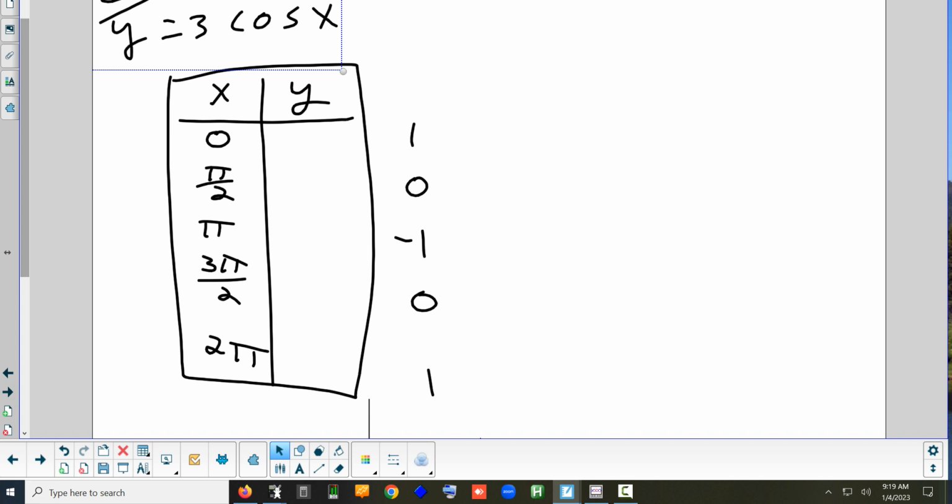And now, Aiden, what am I going to do to all these y's to get my final answer? Multiplying by c. Yep, and what's c in this case? 3. So we're going to multiply these all by 3. Perfect. So we get 3, 0, -3, 0, and 3. Out of the 2 transformations we're going to do today, this is the easy one. The arithmetic is much simpler than working with the x's. But any questions on how we got that table?